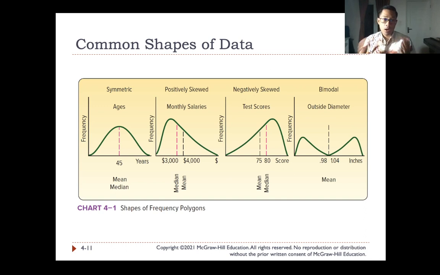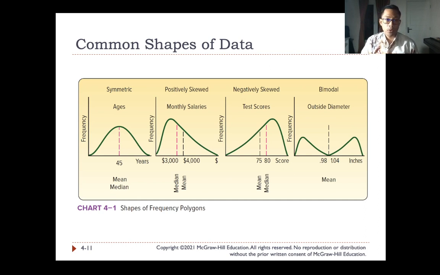Again, not all of the data that you're going to observe are going to be symmetric, where the mean, the median, and the mode are going to be similar. In reality, we're going to have skewed distributions. For example, we have a positively skewed distribution. We gave an example before that examples of positively skewed distribution include income or household expenditures. And in a positively skewed distribution, the mean is going to be larger than the median.